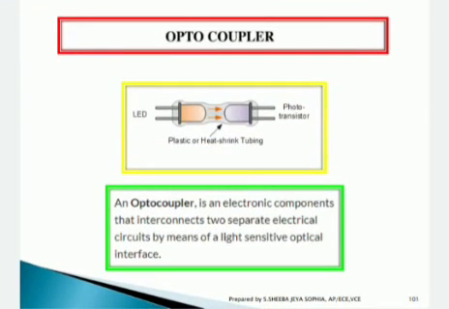This is the symbolic representation of the opto-coupler. You can see the LED at the source side and the phototransistor at the detector side, and plastic or heat sink tubing is also given for the light to pass over. An opto-coupler is an electronic component that interconnects two separate electrical circuits, that is, the LED and phototransistor are connected here by means of a light-sensitive optical interface. By using the optical interface, these two are coupled together, and so this device is said to be an opto-coupler. Using an optical light-sensitive device, it couples two different devices.